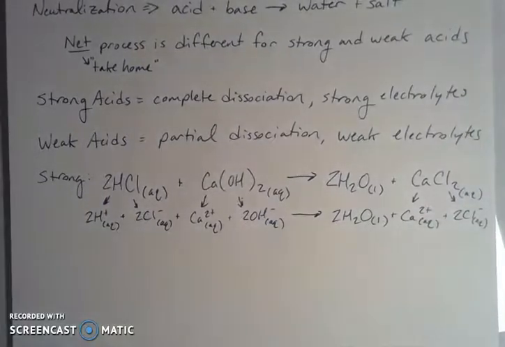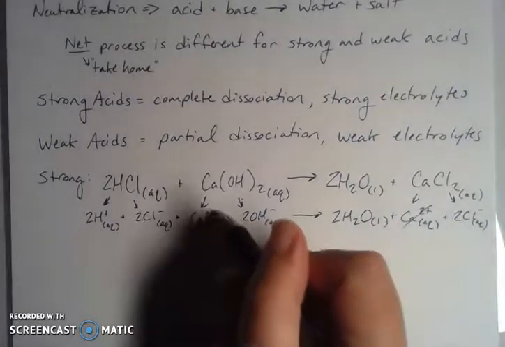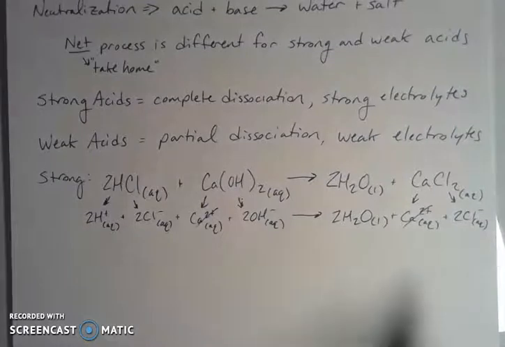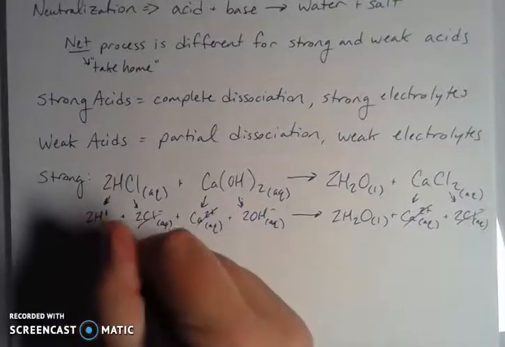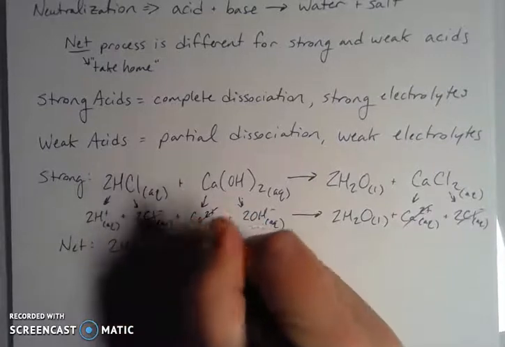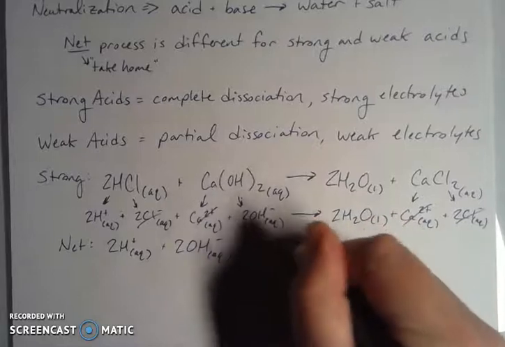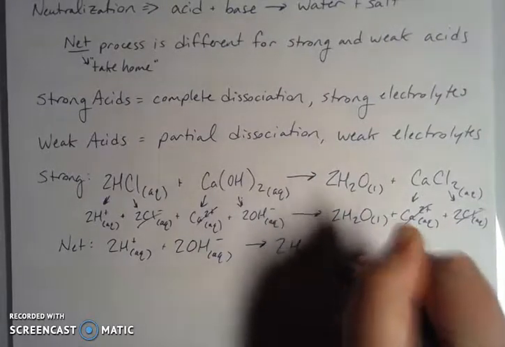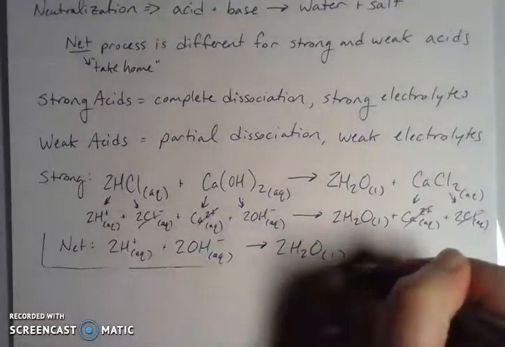And now if I'm looking at my spectators, because I want to get rid of the things that are in common on both sides, then I can see that I can get rid of my calcium ions, because I've got 1 on each side. I have 2 chlorides on each side. So my net, my kind of take-home message here is going to be that 2 of my hydrogens react with 2 of my hydroxides to give me 2 waters. And it makes sense that this would be the take-home message from this reaction because it's a neutralization reaction.